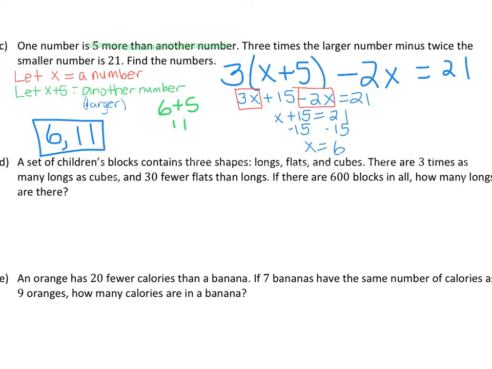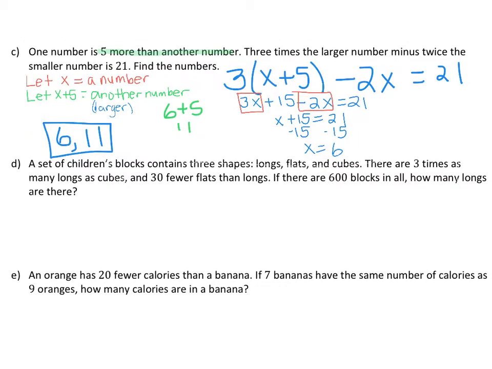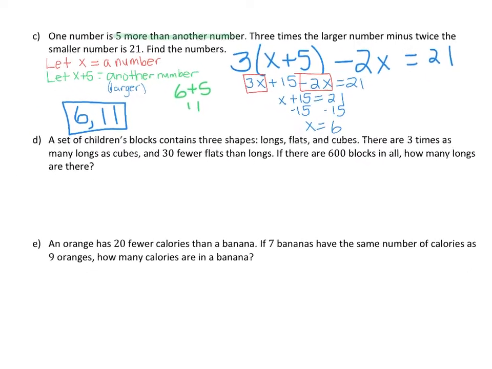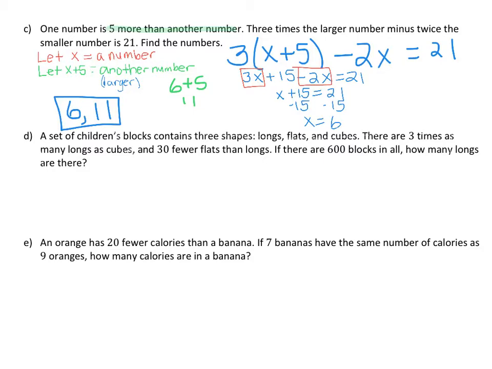Let's go ahead and move right along to letter D. A set of children's blocks contains 3 shapes: longs, flats, and cubes. There are 3 times as many longs as cubes and 30 fewer flats than longs. If there are 600 blocks in all, how many longs are there?